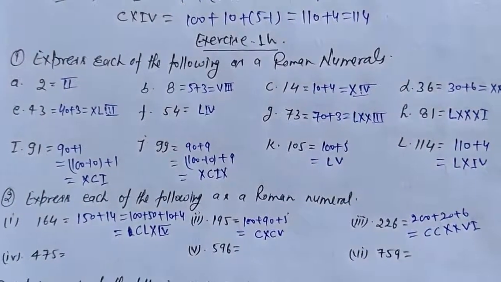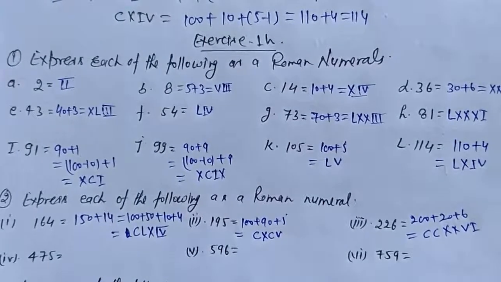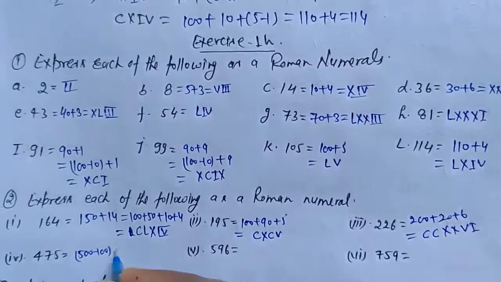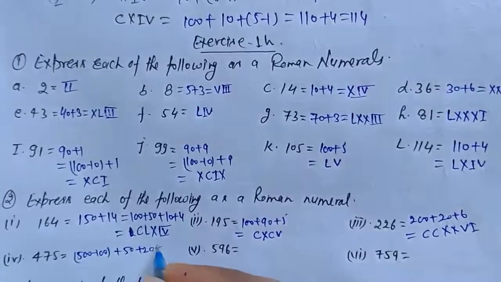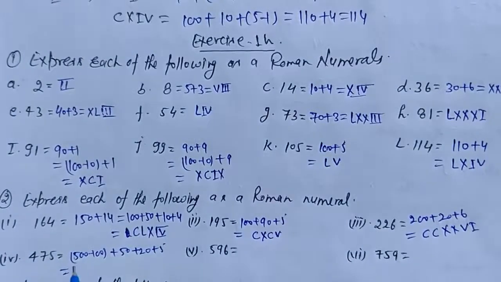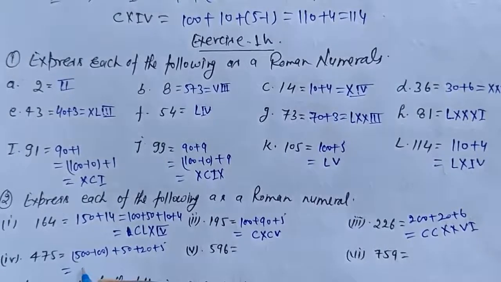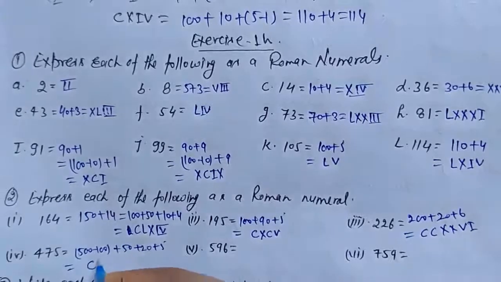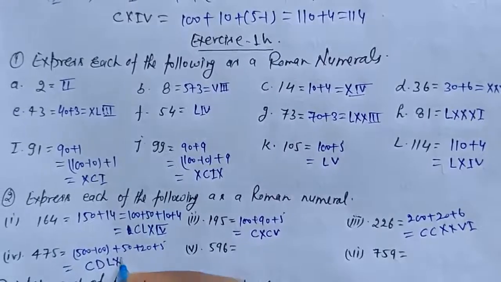Next is 475. 475 is written as 500 minus 100, that is 400, plus 75, that is 50, plus 20 plus 5. 500 minus 100, that is 500 is represented by D, and 100 is C, so that is CD. 50 is L, 20 is 2 times X, and 5 is V.